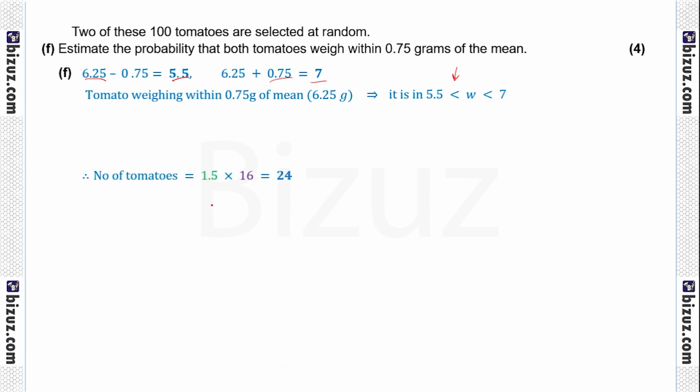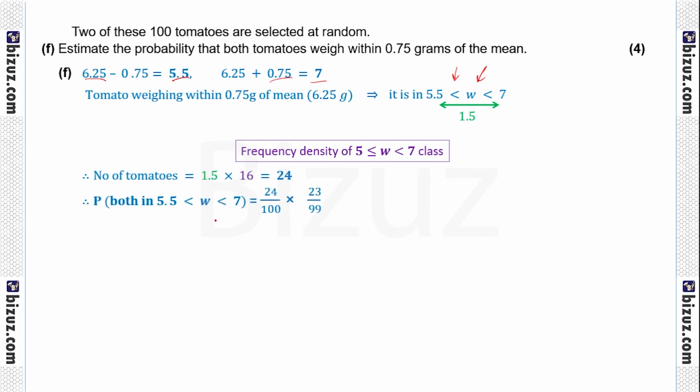All right. Now, the number of tomatoes within this interval is going to be 1.5 multiplied by 16. Why? Because the width is 1.5 and the frequency density of the class from W going from 5 to 7 is 16. So we're taking that frequency density, and this interval is within this class. So we can just take that frequency density. It applies to this interval also. So the width multiplied by the frequency density or the height, and what we get as the answer is 24.